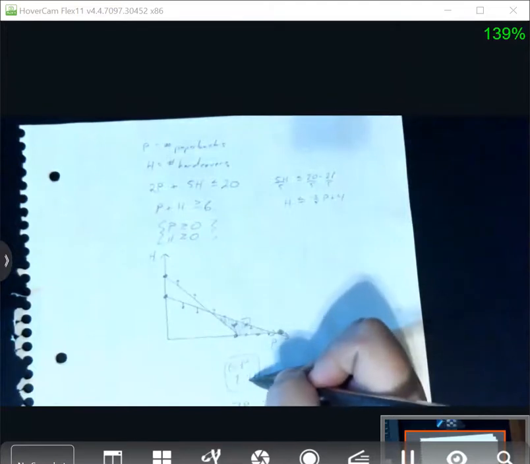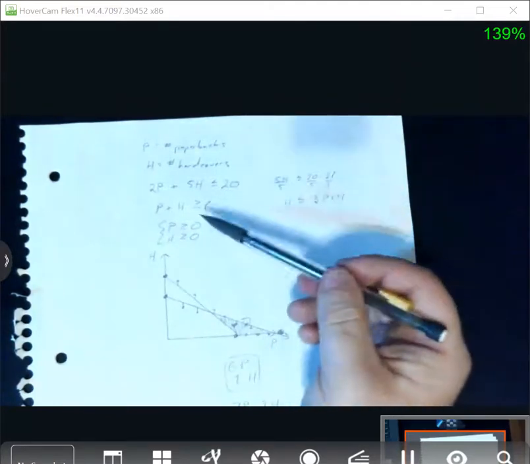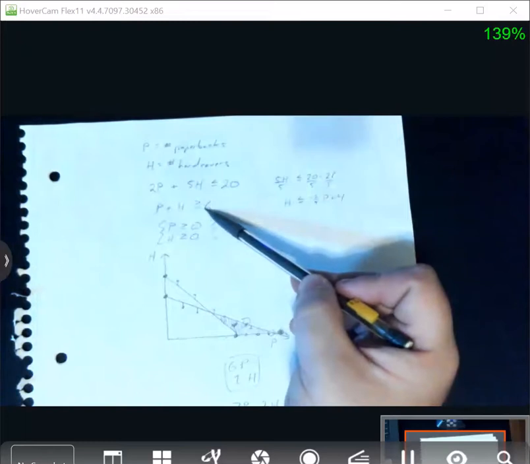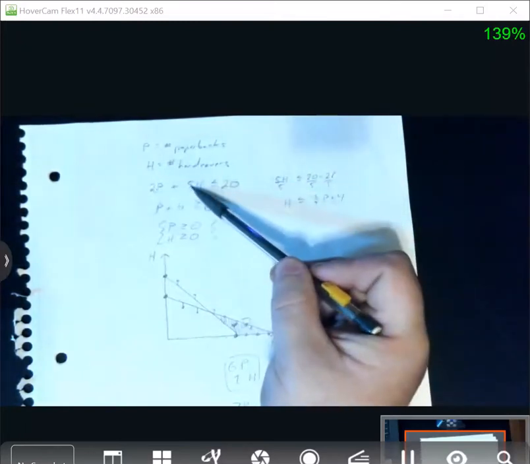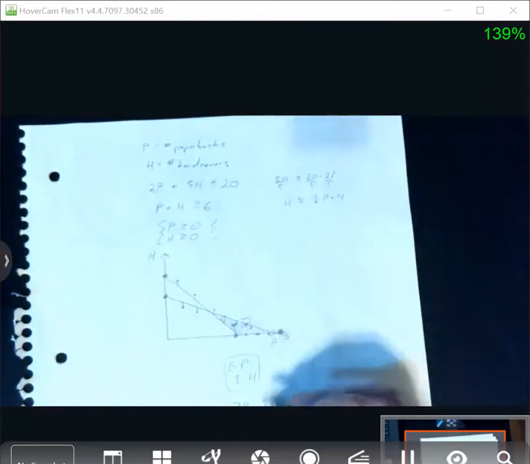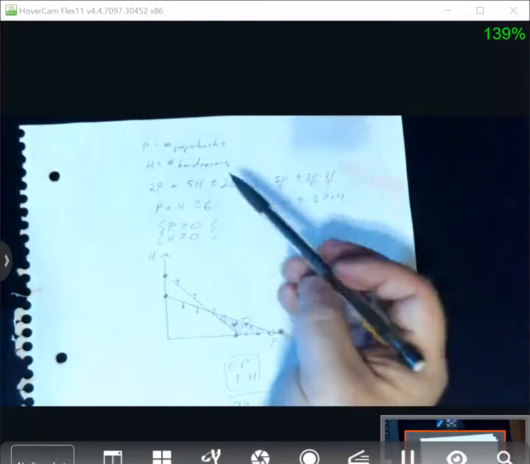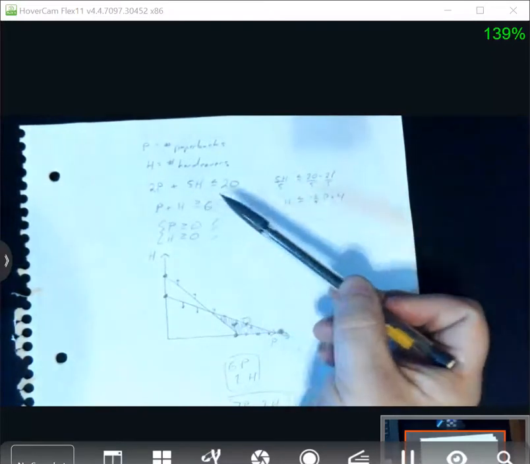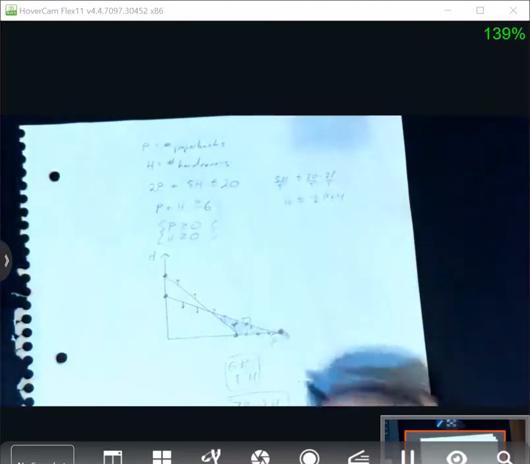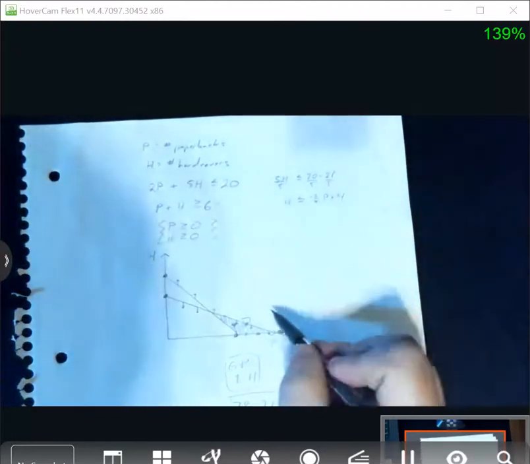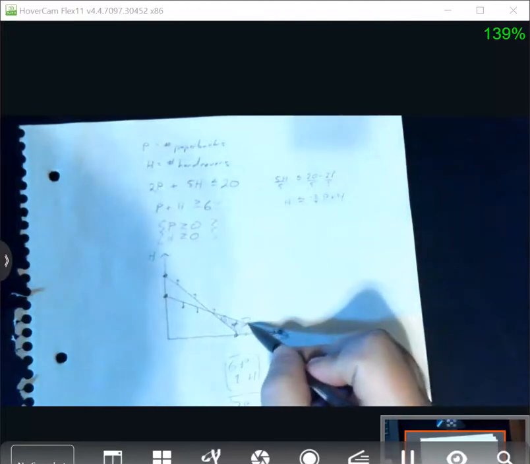So 6 paperbacks, 1 hardback. If we go back and check our criterion, well, 6 plus 1 is greater than 6. So that works. 6 paperbacks would be 12, plus 5 is 17, so that works. But if we try 7 paperbacks and 2 hardbacks, well, 7 plus 2 is greater than 6, that works. 14 plus 10 would be 24. So my line, because I didn't use a ruler, is actually including this point that's not actually there. So be careful when you go to draw these out.